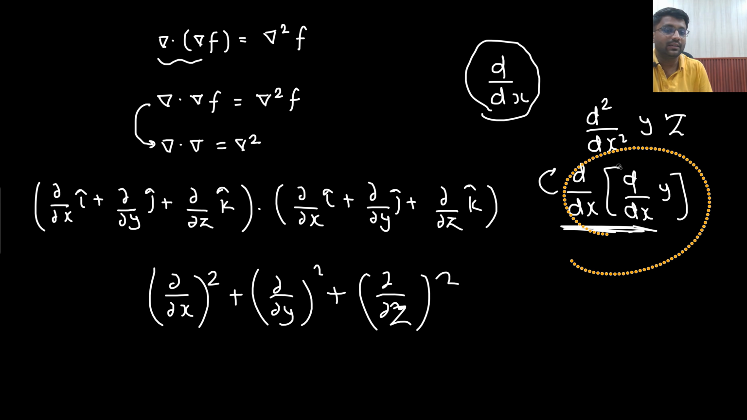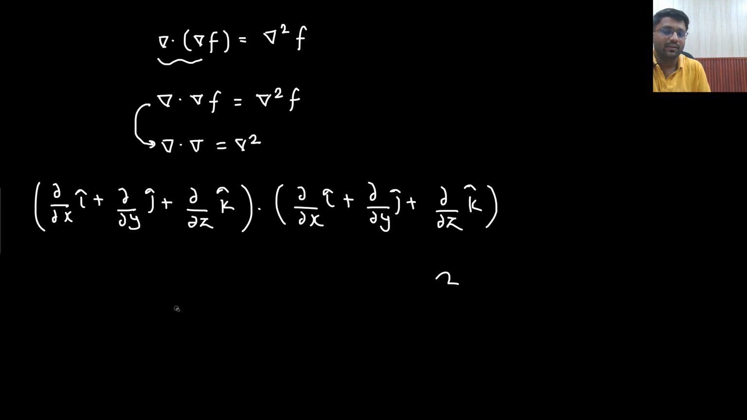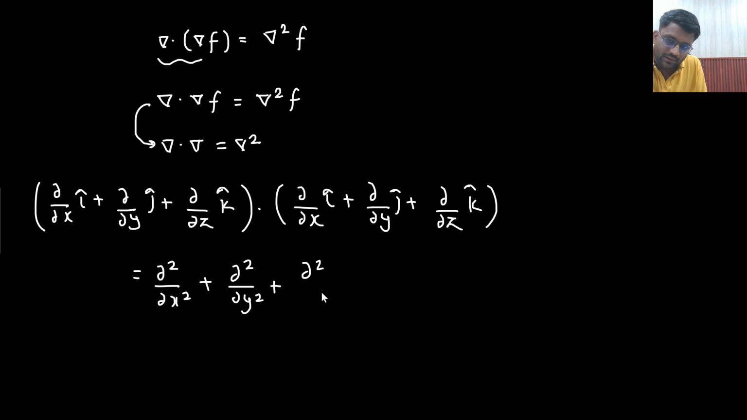So what will be the result? What will be the result here? The result will come out to be del square by del x square plus j cap del square by del y square plus del square by del z square. And what does they mean? They simply mean one thing, that you need to partially differentiate the same function twice with respect to x plus partially differentiate the same function with respect to y 2 times and with respect to z as well 2 times. And this is known as Laplacian operator.